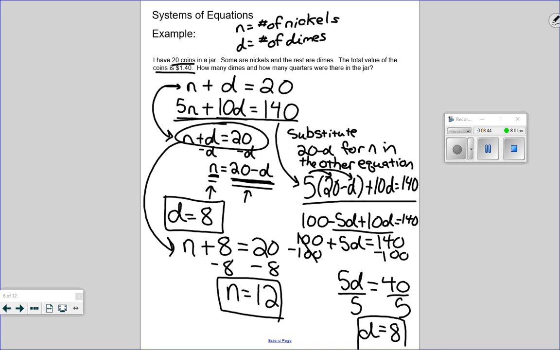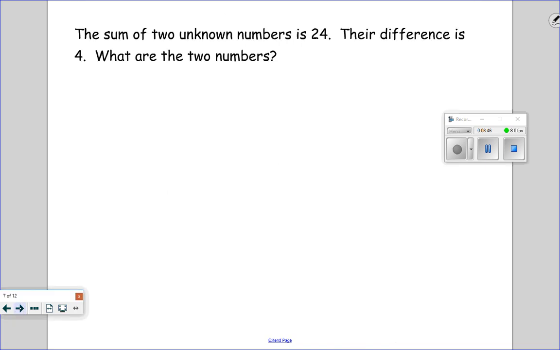Let's look at another example. Okay, here's a different problem. We have the sum of two numbers is 24. Their difference is 4. So what are the two numbers? We have two unknown numbers. We don't have any information about them. It's not like the previous problem where they were nickels and dimes, so I'll just call them x and y.